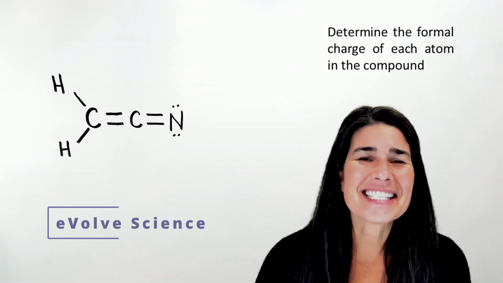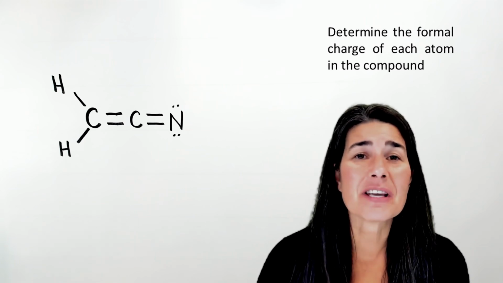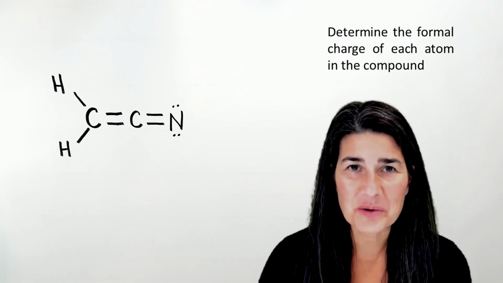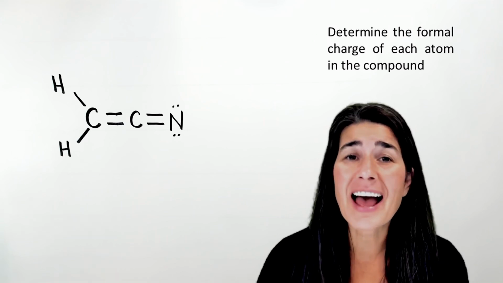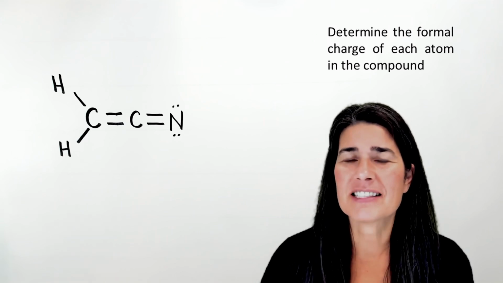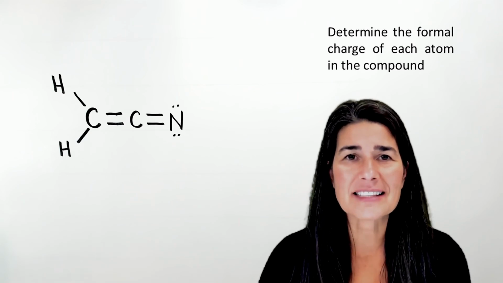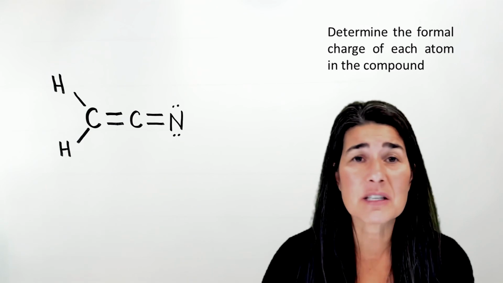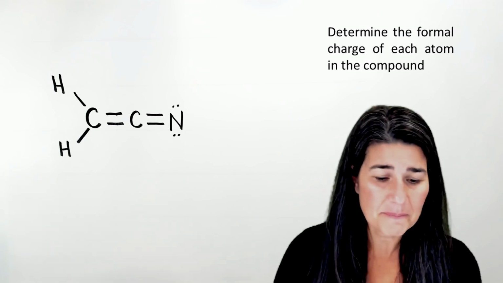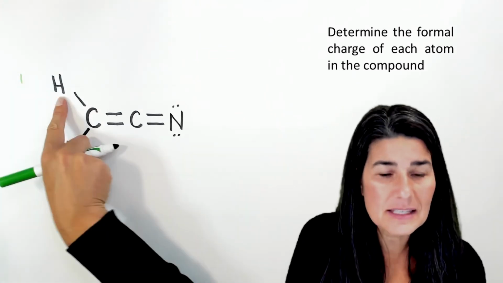Okay, let's try this example. Here they want us to determine the formal charge for each of the atoms in the molecule that's shown. When I go ahead and solve for the formal charge, I like to look at how many valence electrons each atom should have around it and subtract the number of valence electrons that atom can claim as its very own.